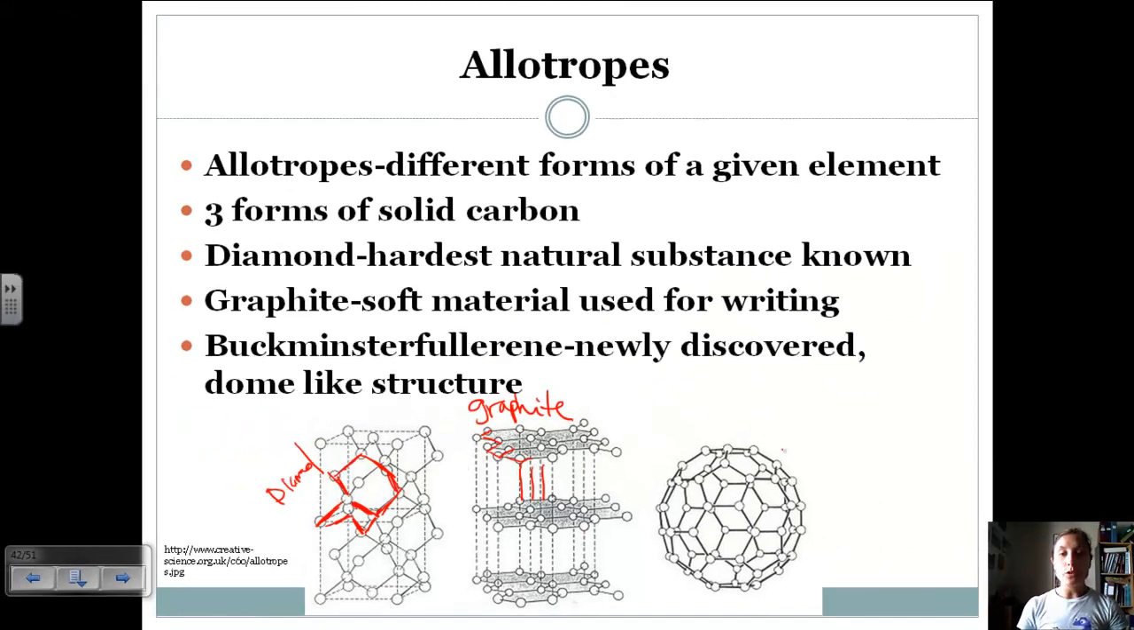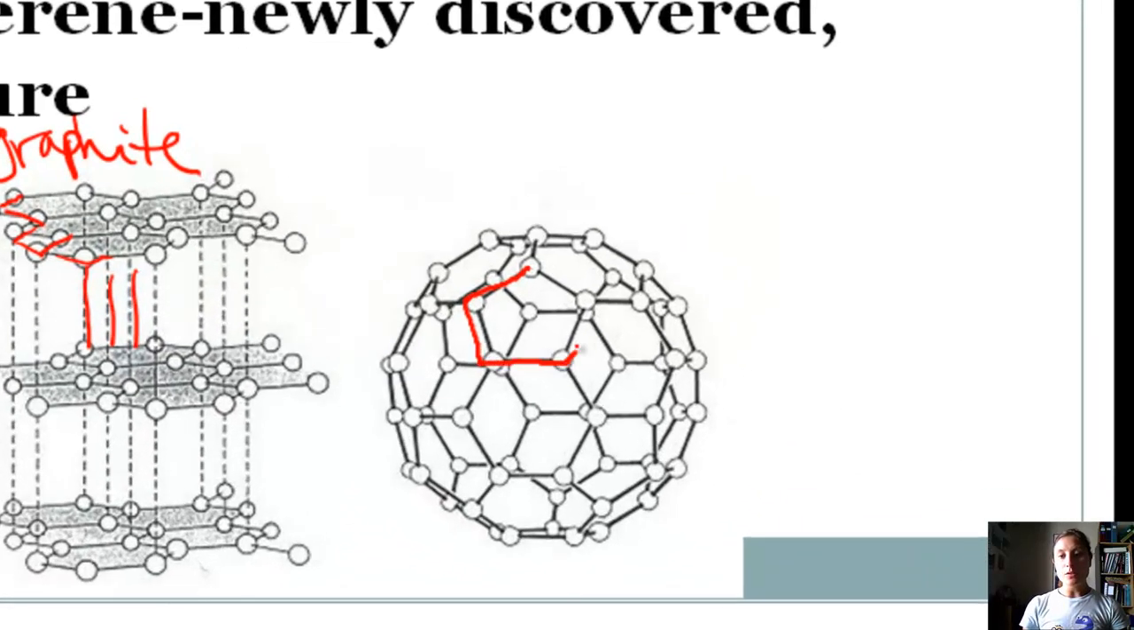Buckminster fullerene is a newly discovered allotrope of carbon. Again, it's got that crystalline structure, but this time it's bonded in a ball or a sphere. I'm not sure of all the uses of that one.